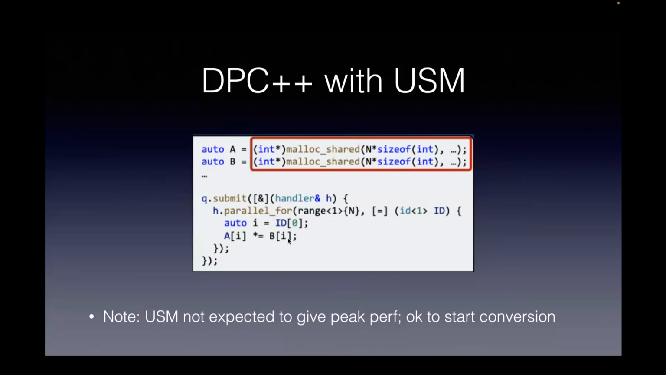So the beauty with USM is that you can very quickly convert code that's written for straight line C++ into DPC++ code using unified shared memory. But a big caveat is that USM is not expected to give peak performance. It's a good starting point for conversion. I'll tell you why that is in a little bit. But to really get performance from DPC++, you need to start using buffers and accessors.